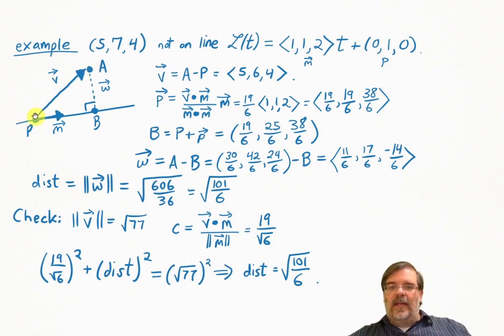So, we have the hypotenuse is the length of v, which is square root of 77. This side of the triangle is the component of v onto m. That works out to be 19 over the square root of 6. Set up your Pythagorean theorem, solve for your distance, and you'll end up, once again, with a square root of 101 over 6. Again, math is consistent.